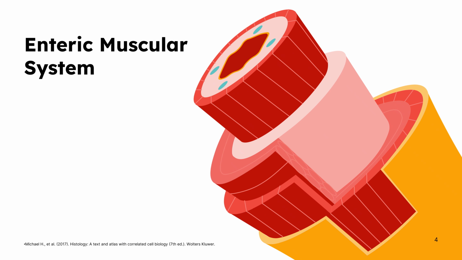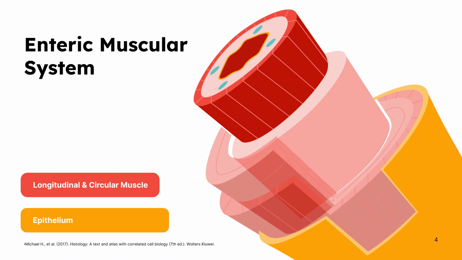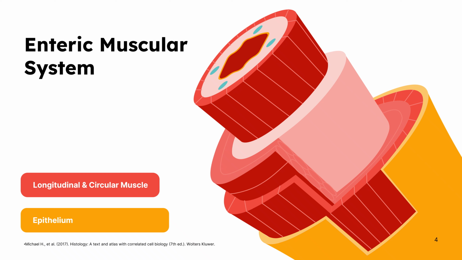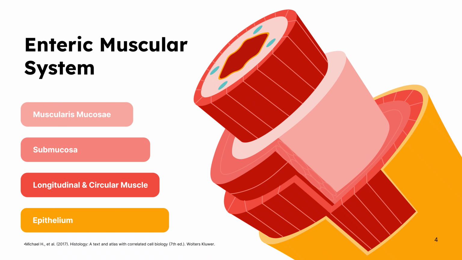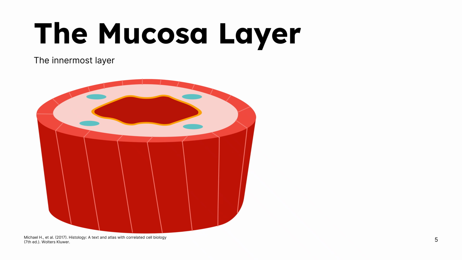The enteric muscular system is composed of several layers, each with distinct structural and functional characteristics. These include the epithelium, which forms a protective barrier and facilitates nutrient absorption. The longitudinal and circular muscle layers, responsible for peristalsis and segmentation. The submucosa, a supportive layer housing blood vessels, nerves, and lymphatics. Finally, the muscularis mucosae, a thin layer of smooth muscle that aids in local movement of the mucosa to enhance secretion and absorption.